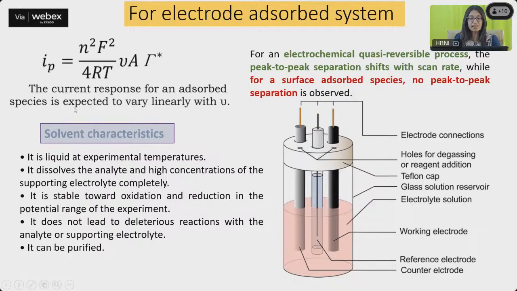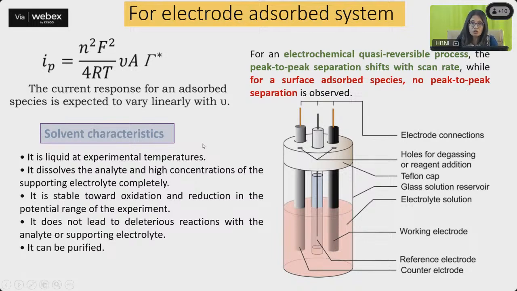In this particular case, the current response for an adsorbed species is expected to vary linearly with this scan rate, this new value. So for an electrochemical quasi-reversible process, the peak-to-peak separation shifts with the scan rate, while for a surface adsorbed species, no peak-to-peak separation is observed. So please understand the electrolyte is made of a solvent.